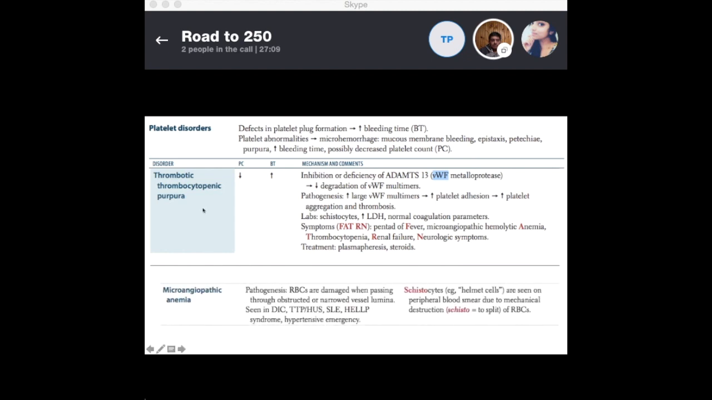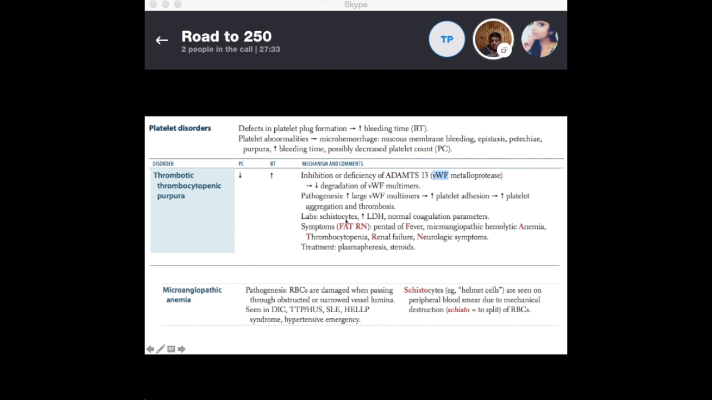So this is from First Aid. Again, your platelet counts will be low, and your bleeding time will be high. It's due to a deficiency of ADAMTS13, a metalloprotease enzyme. On pathogenesis, large multimers increase platelet adhesion, and then aggregation and thrombus formation are increased.